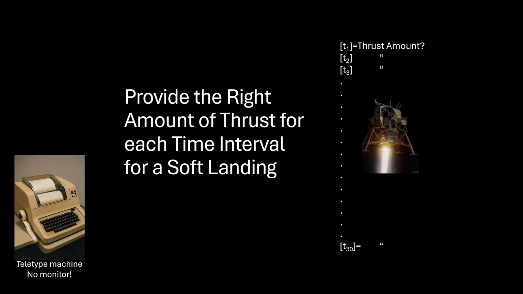So the goal here is to provide the right amount of thrust for each time interval to achieve a soft landing. We can think about having a time series of 30 steps. Each one of those steps is going to be a dimension we're going to solve for in the solution space. For each one of them, we want to determine a thrust amount that can range between 0, free fall, or some thrust amount to reduce the speed at which the LEM is going to hit the surface of the moon. And that picture there is of a teletype machine.